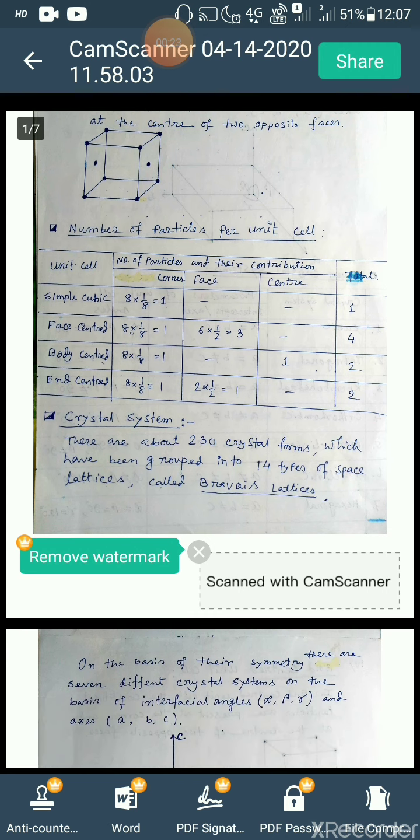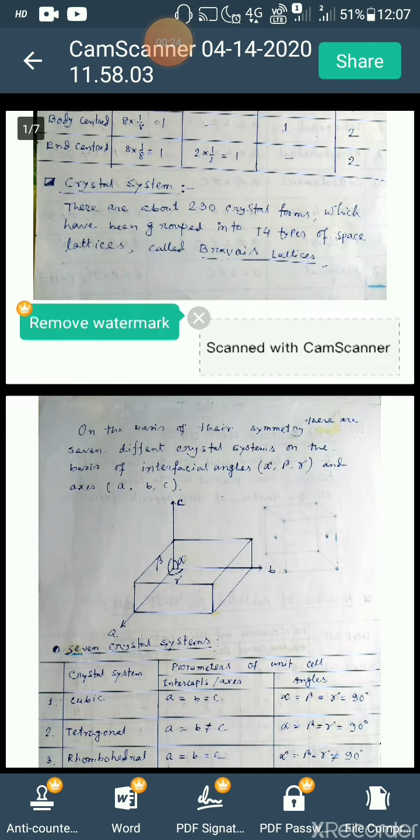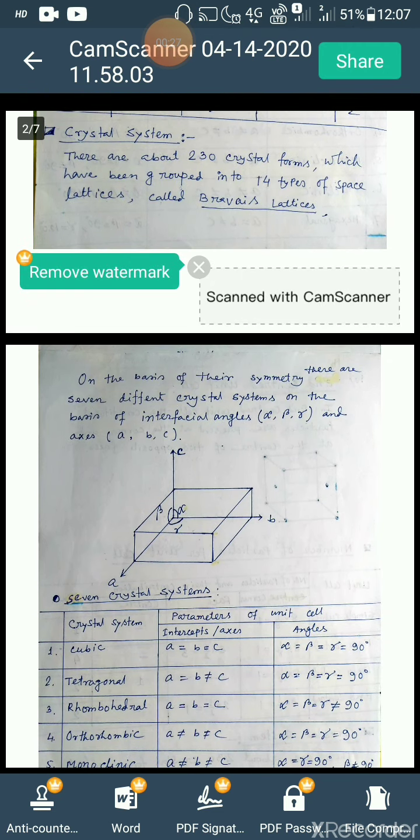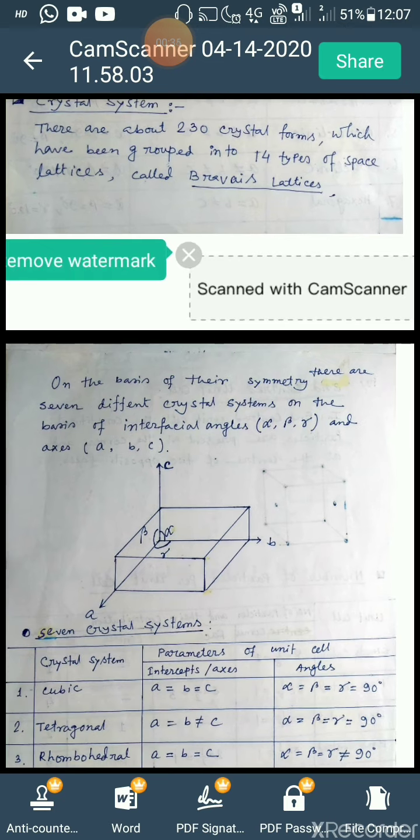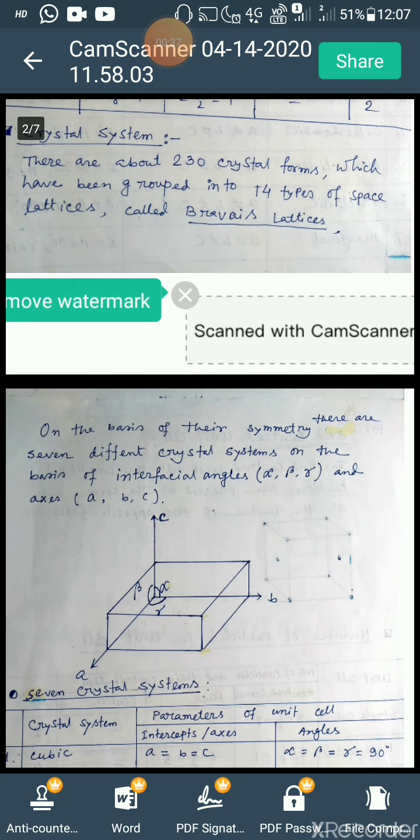Let's see the crystal system. There are about 230 crystal forms, which have been grouped into 14 types of space lattice. These are called Bravais lattices. So, what is a Bravais lattice? There are about 230 crystal forms which have been grouped into 14 types of space lattice called Bravais lattice.